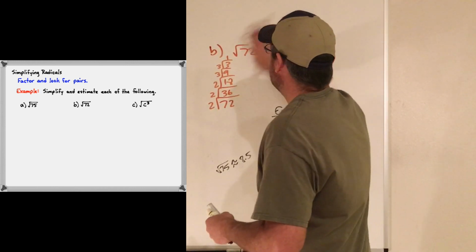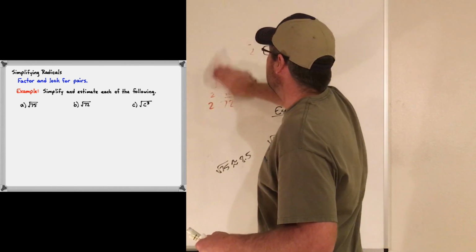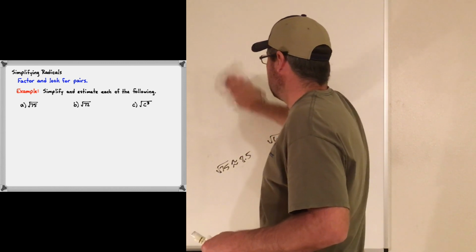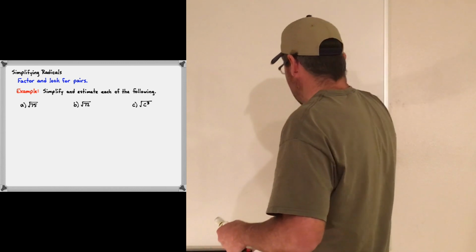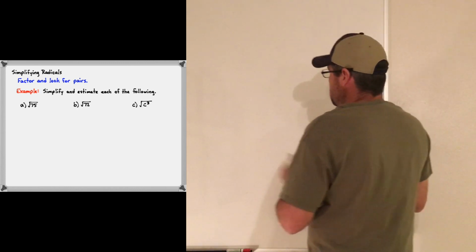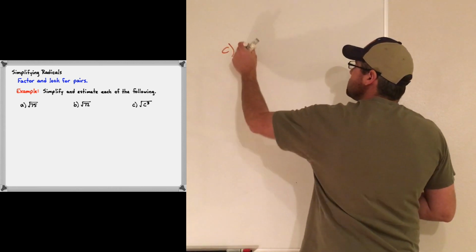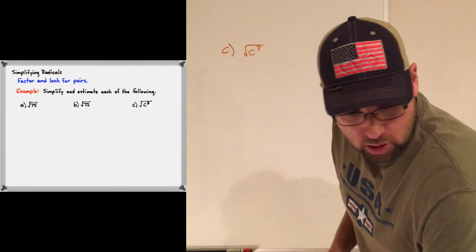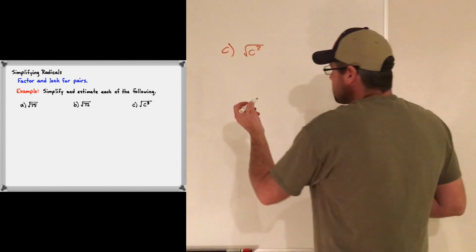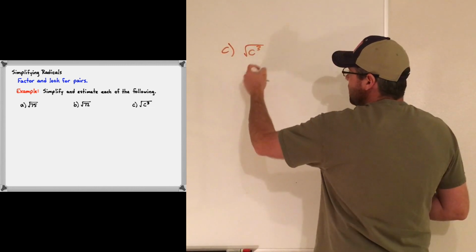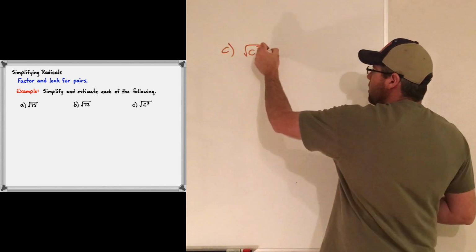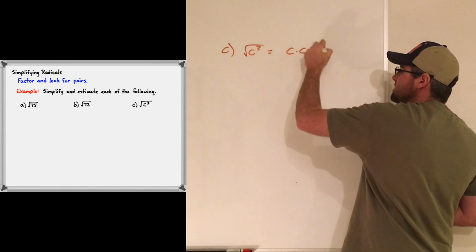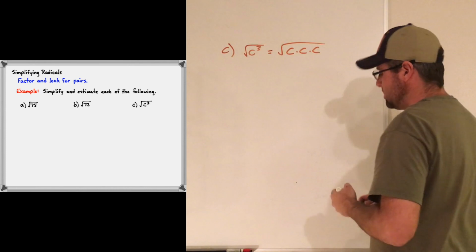You go, I don't know how to do variables. It's the same thing. It is the same thing. So here we have the square root of c cubed. I don't know how to do that. Yeah, you do. Because we're going to do our factor tree, if you would. What multiplies to c cubed? Well, c times c times c multiplies to c cubed. That's what c cubed means.